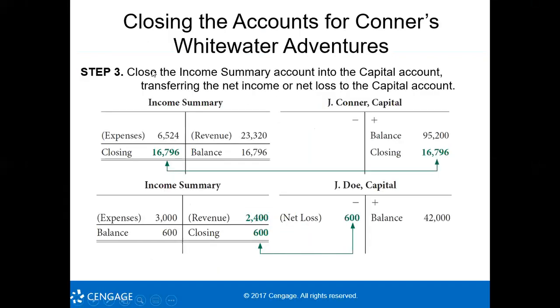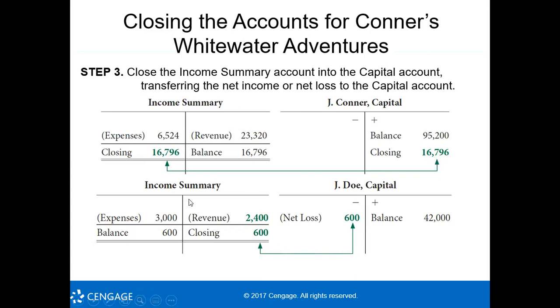All right, and we see that here. So again, in our income summary account, we see revenue 23,320, and then expenses 6,524. So that means we had a net income of 16,796. And again, we debit income summary, credit owner's capital. That increases owner's capital, right?